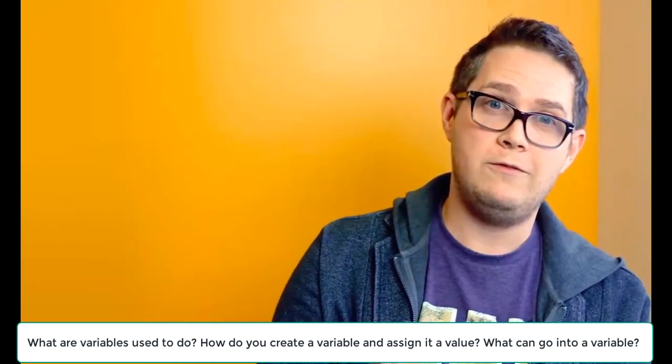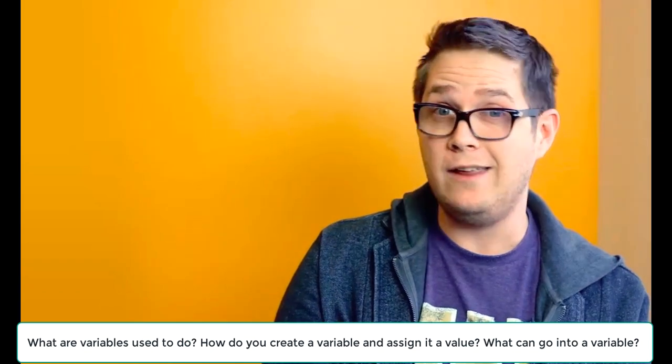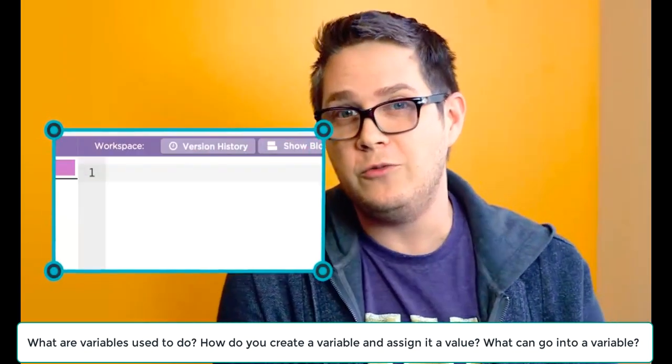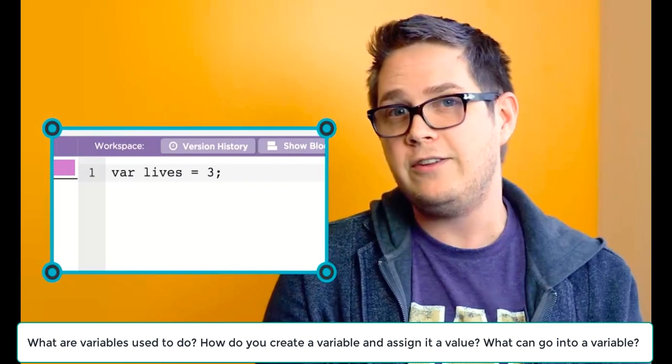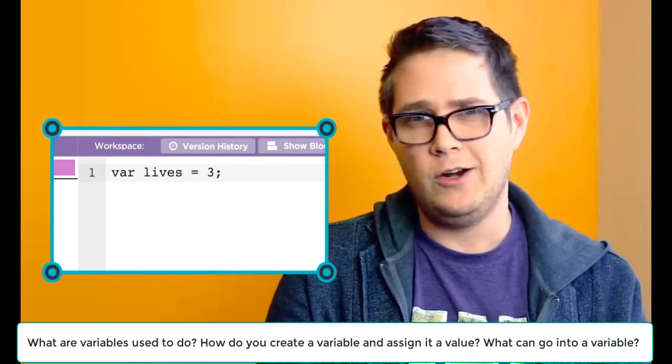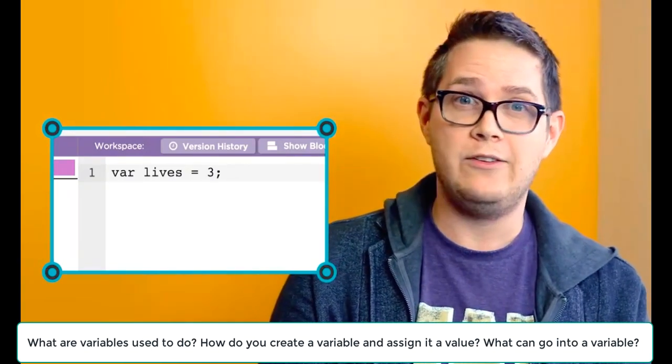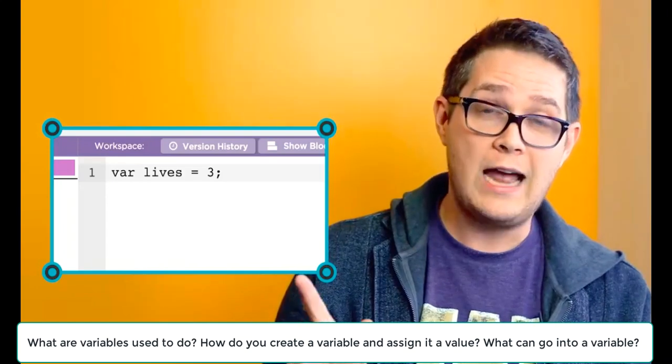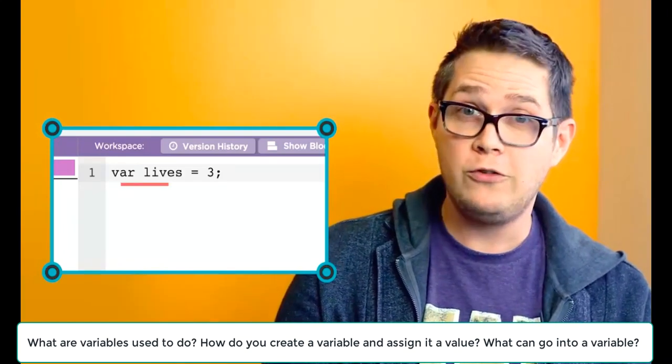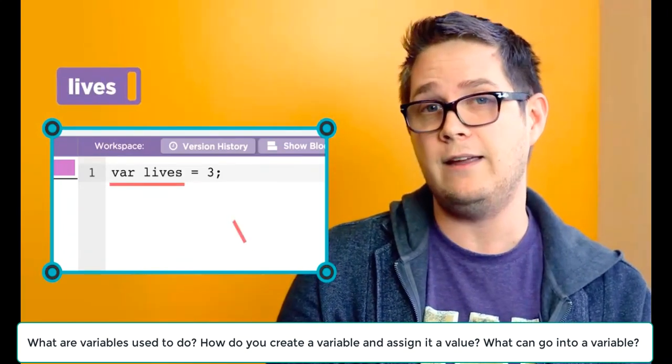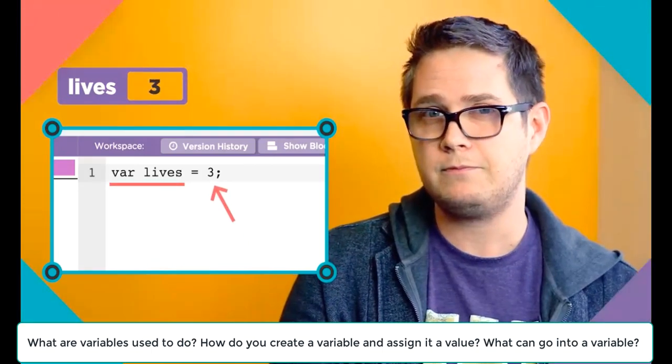Often, you'll want to create a variable and assign it a value right away. There's a really convenient way to do this with one line of code. This is sometimes called initializing the variable. It's important to realize that this single line of code is actually doing two things. First, creating the variable, and then second, assigning it a value.